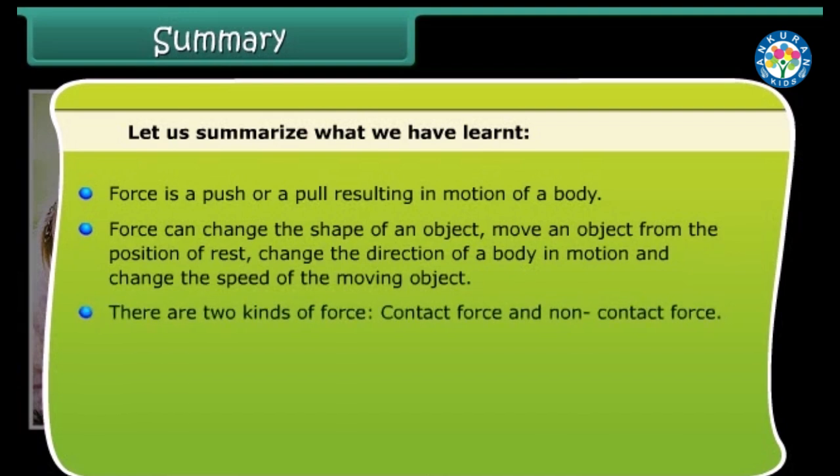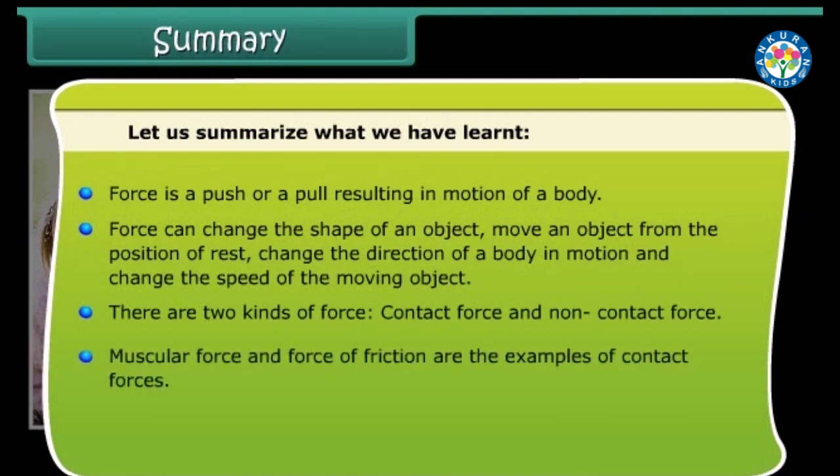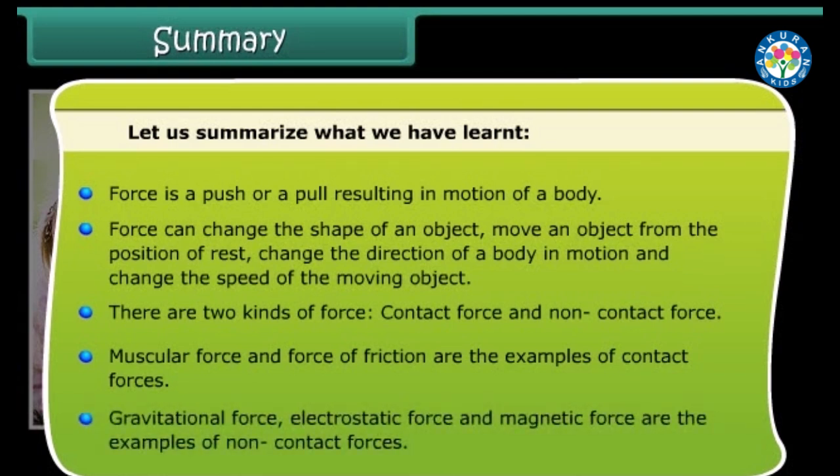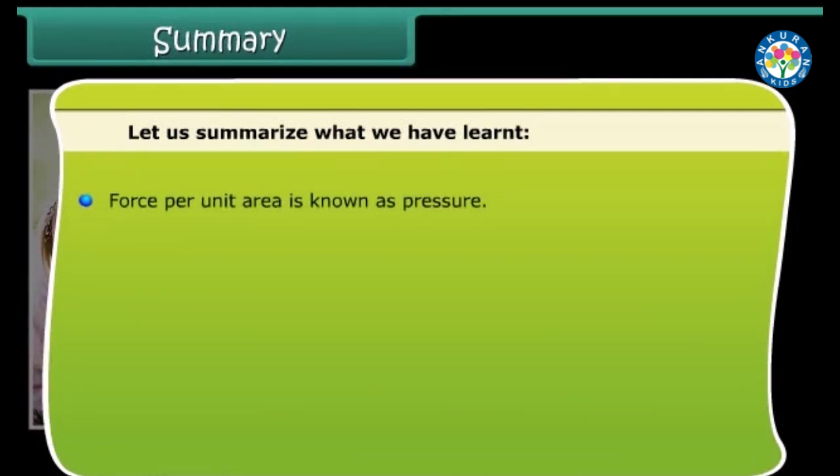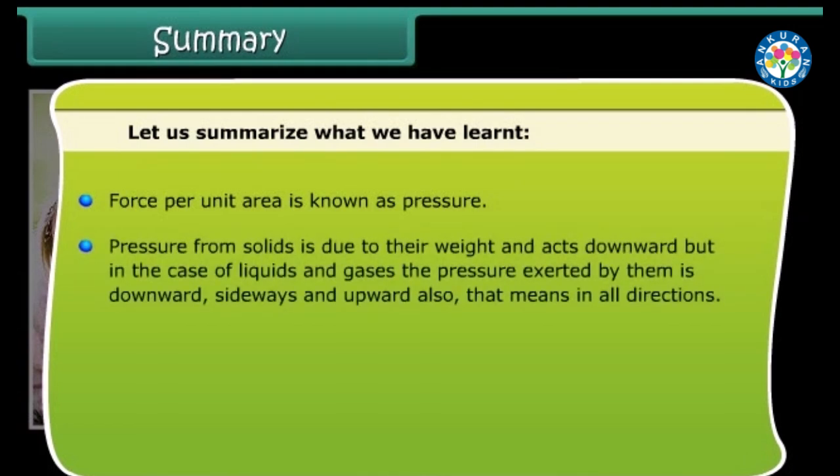There are two kinds of force: contact force and non-contact force. Muscular force and force of friction are the examples of contact forces. Gravitational force, electrostatic force, and magnetic force are the examples of non-contact forces. Force per unit area is known as pressure. Pressure from solids is due to their weight and acts downward, but in the case of liquids and gases, the pressure exerted by them is downward, sideways and upward also, that means in all directions.